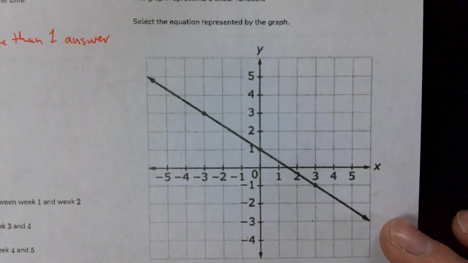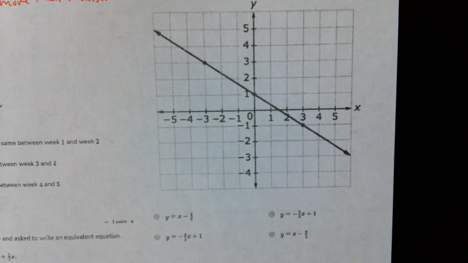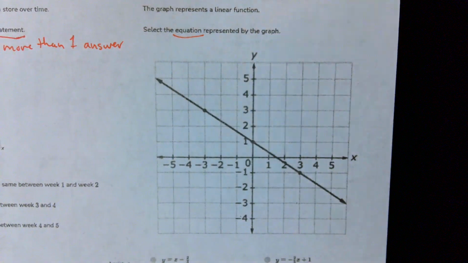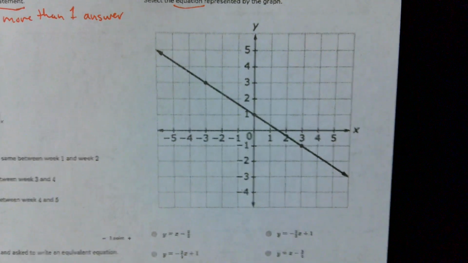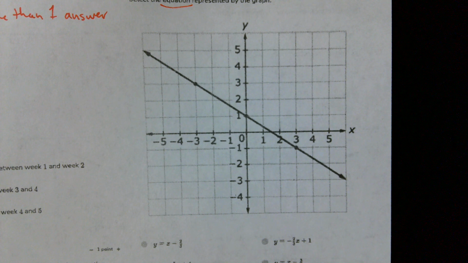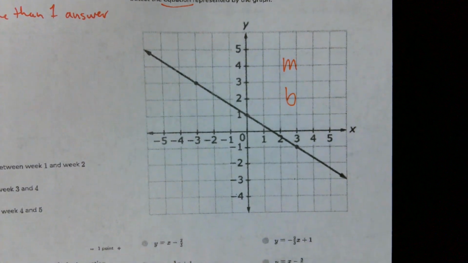Number 2, we've got a linear function here. How do we know this function is linear without an equation? Straight line, nice and simple, right? Linear means line, straight line. So when we have a straight line and we're trying to find the equation, what 2 pieces of information from yesterday do we need to find? Should say, what 2 letters do we need to find? M and B.